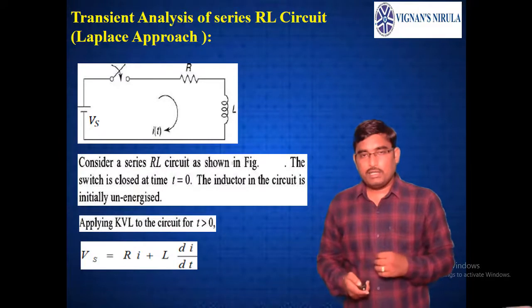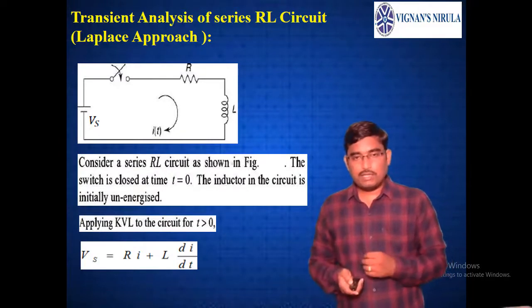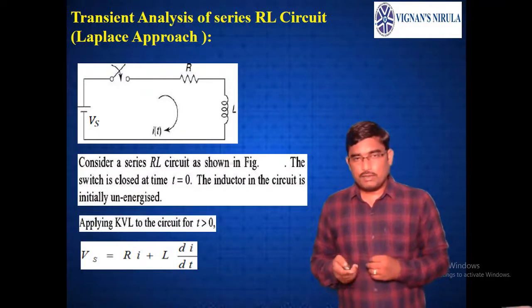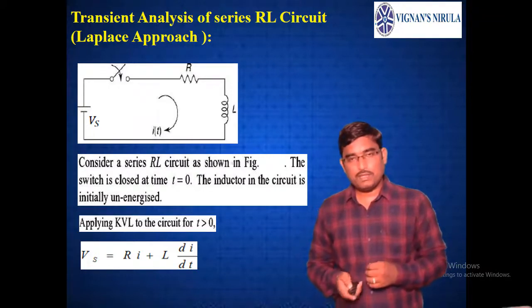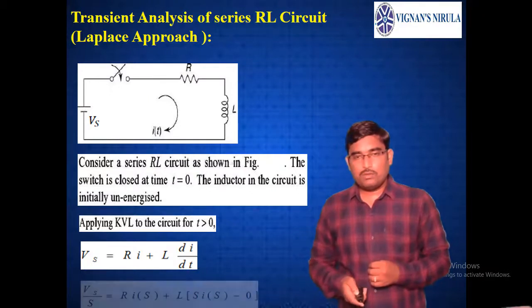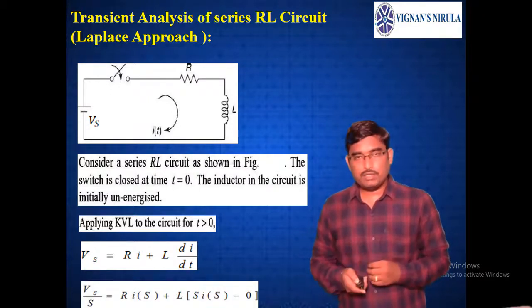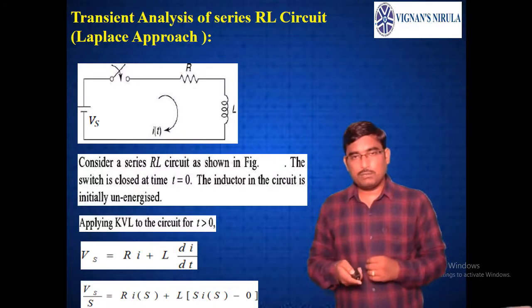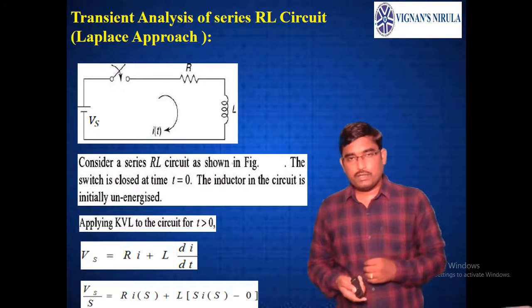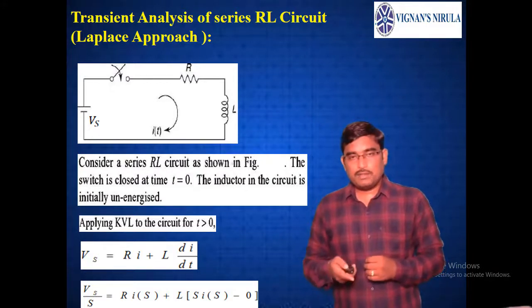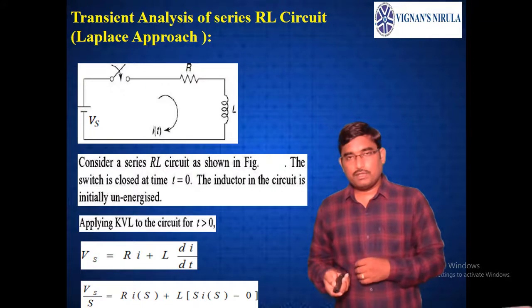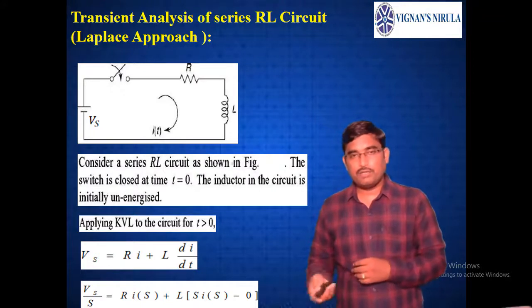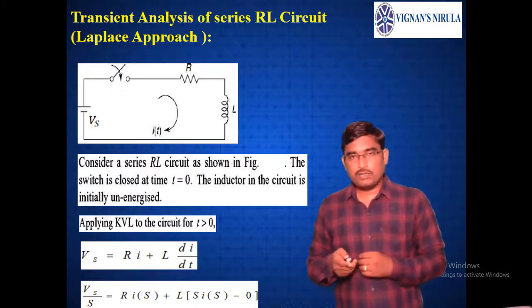Now apply KVL for the circuit after closing the switch at t = 0. For t > 0, after closing the switch, if you apply KVL, Vs = I·R + L·di/dt. Now by applying the Laplace transform to the above equation, the Laplace transform of a DC supply of constant Vs volts is Vs/s = R·I(s) + L times the Laplace transform of the derivative, which becomes s·I(s) - I(0). Here initially there is no current flowing through the inductor, so it is taken as 0.